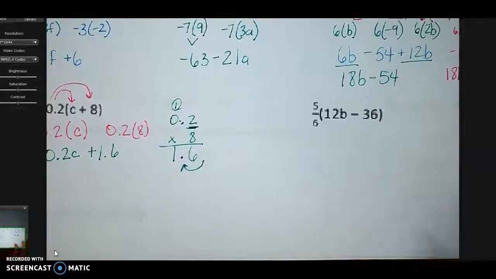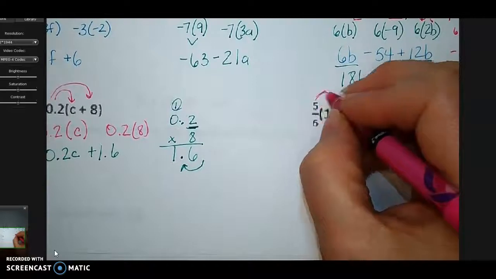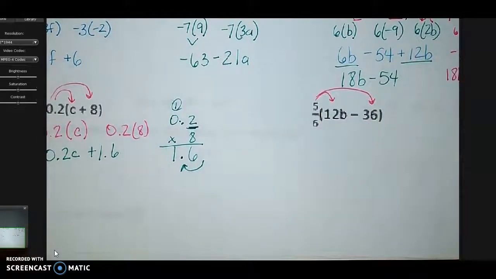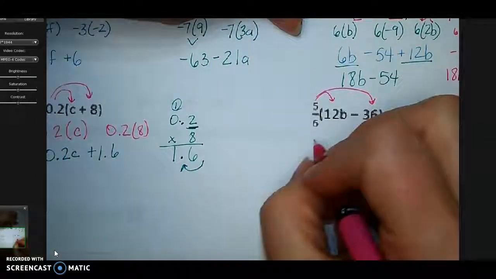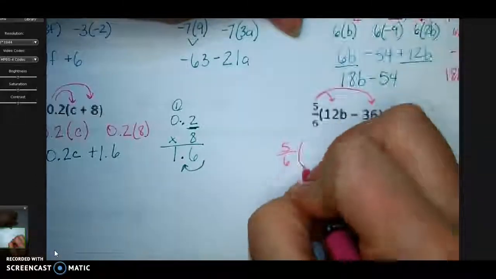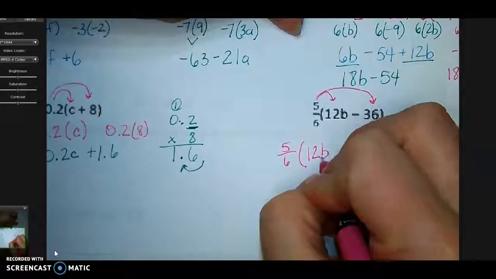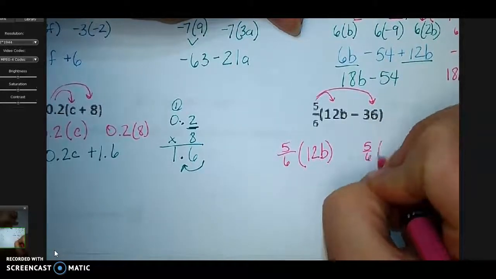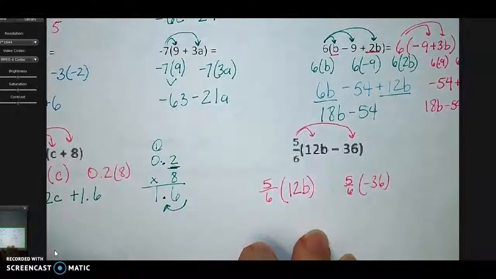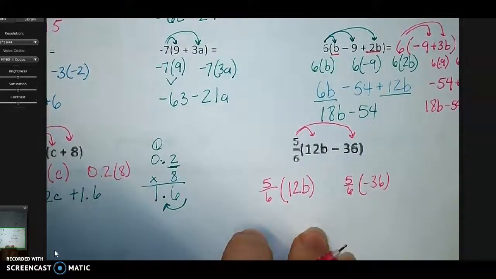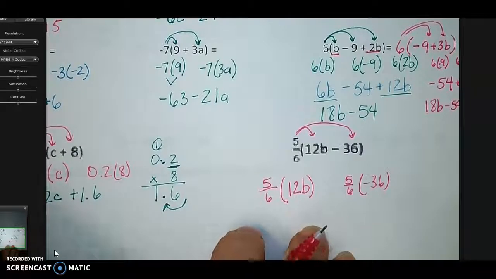My next problem, same thing, I just have fractions, and if you feel comfortable reducing before you multiply fractions, it will help you. We've got 5/6 times 12b, and 5/6 times negative 36. Now you'll recall that I can make any number into a fraction simply by putting a 1 under it.